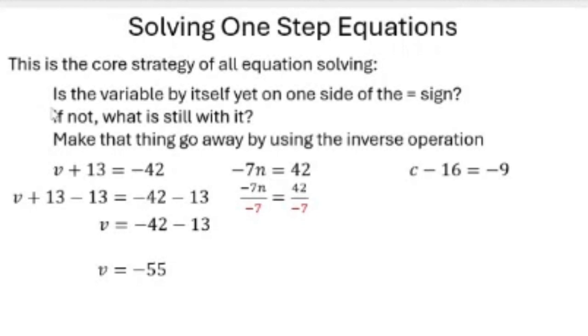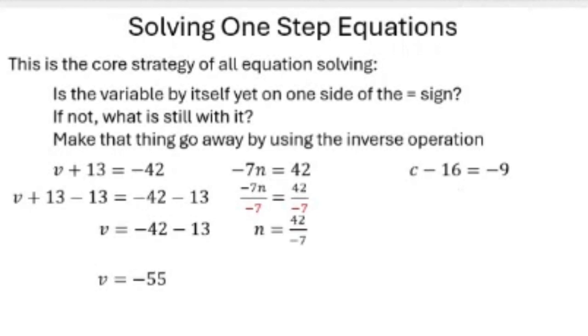It's all about how the things are connected, right? This 13 is being added. This 16 over here is being subtracted from the c, so we will add that 16 when we get there. This negative 7 is being multiplied, so we do the opposite, always the opposite. Be plus 13, adding 13, we subtract 13. Subtracting 16, we will add 16. Multiplying by negative 7, we will divide by negative 7.